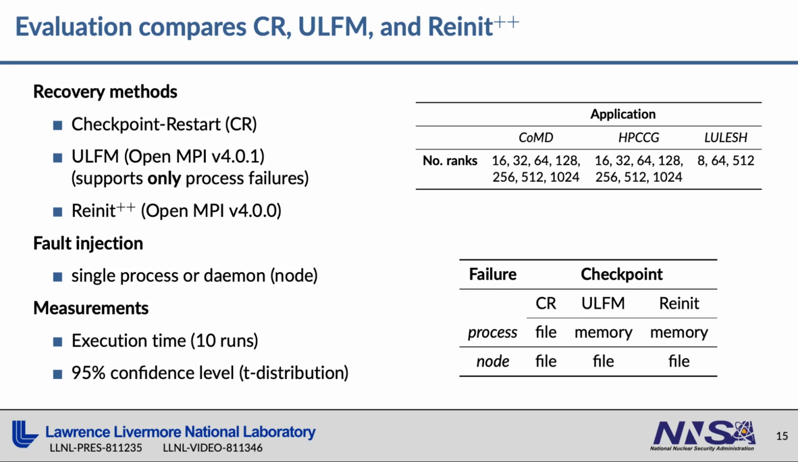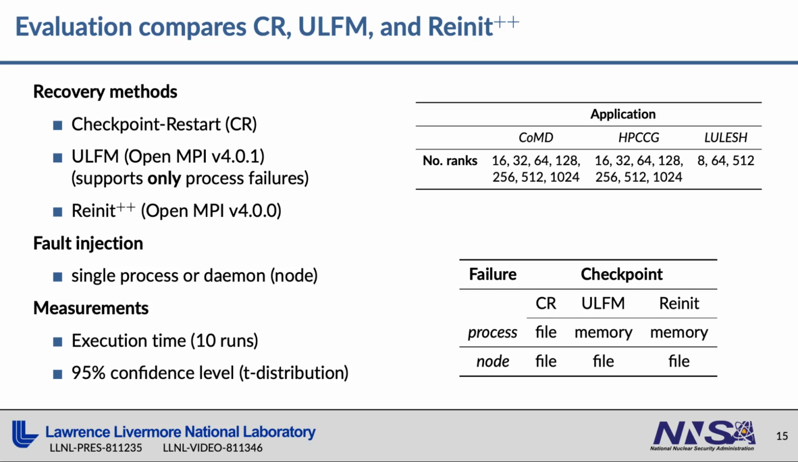Depending on the recovery mode and the failure, we use different checkpoint, which is optimal in each particular case. When there is either a process or a node failure, checkpoint restart needs to use file checkpoints because it tears down MPI execution, so all the memory in processes is lost. For process failures and ULFM and Reinit, because they do online recovery and most MPI processes are alive, we do memory checkpoints.